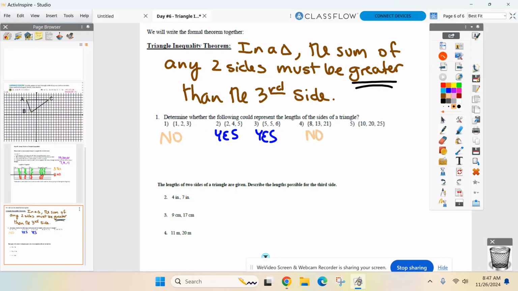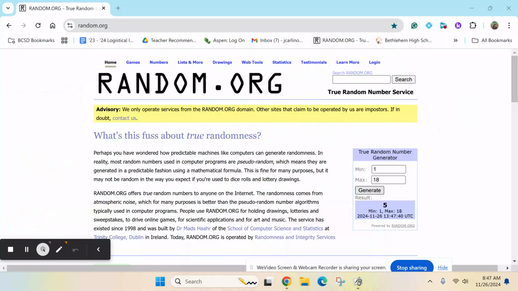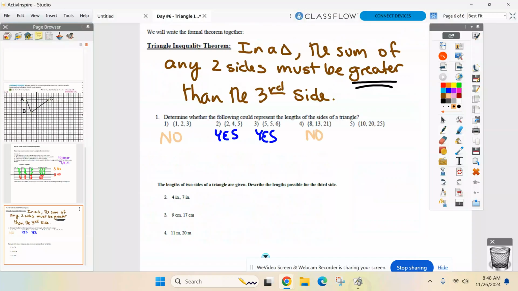And then finally, how about 10, 20, 25? I know they're larger numbers, but 10, 20, and 25. Is that going to work? Yep. Add up any two, it's always bigger than the third. All right, everyone good there?